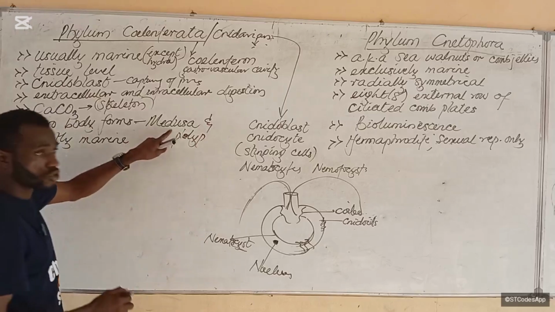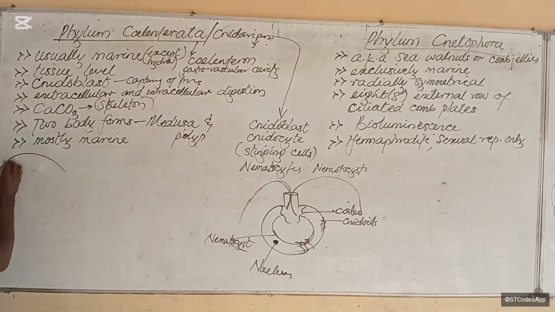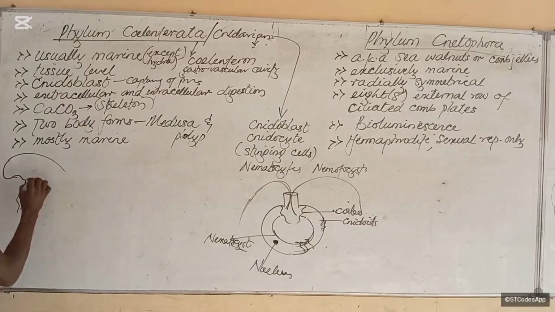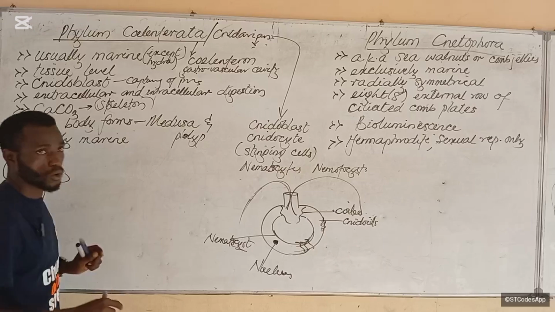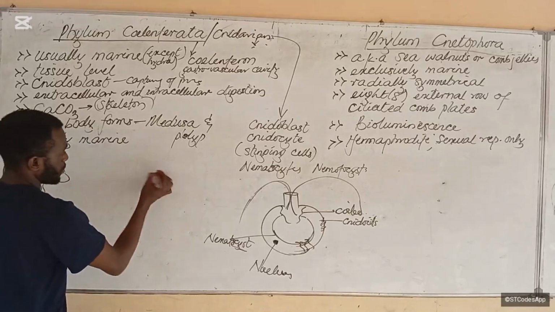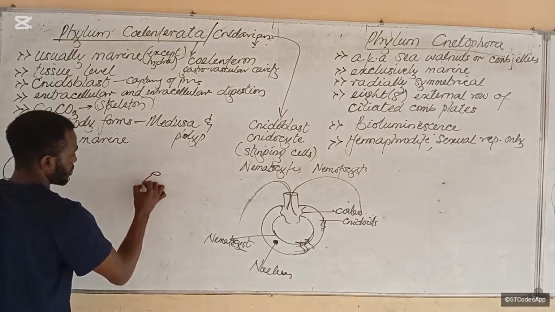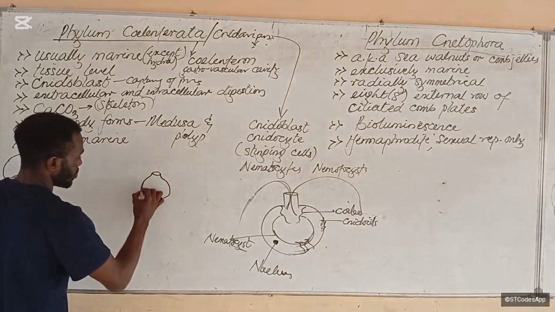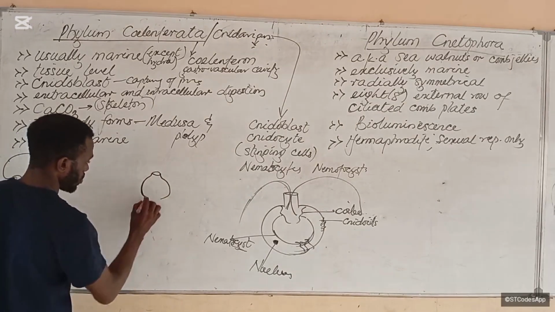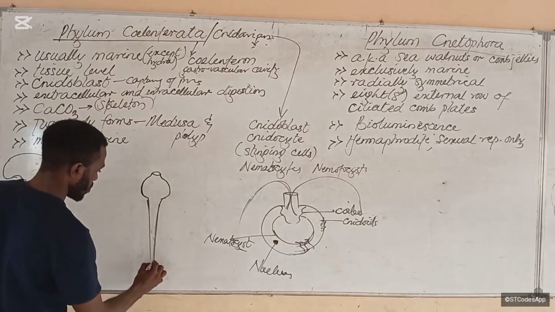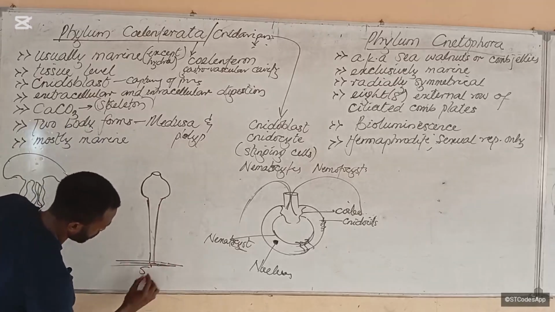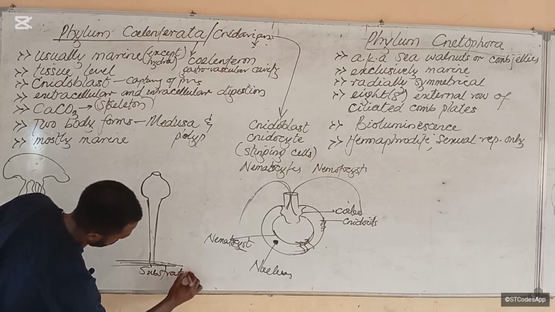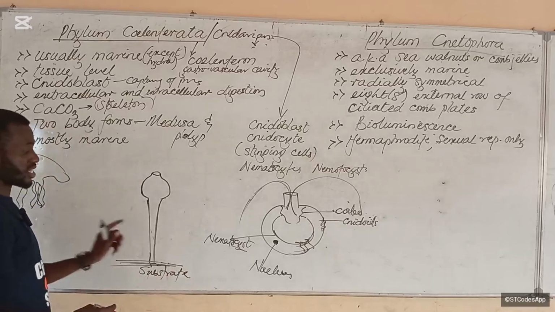The medusoid form is the one that has an umbrella-like shape. So this is the medusoid form, and this is the polyp form here, rather. I'm going to be drawing a typical hydra. Okay, so it is attached to a substrate. So a hydra is attached to a substrate.